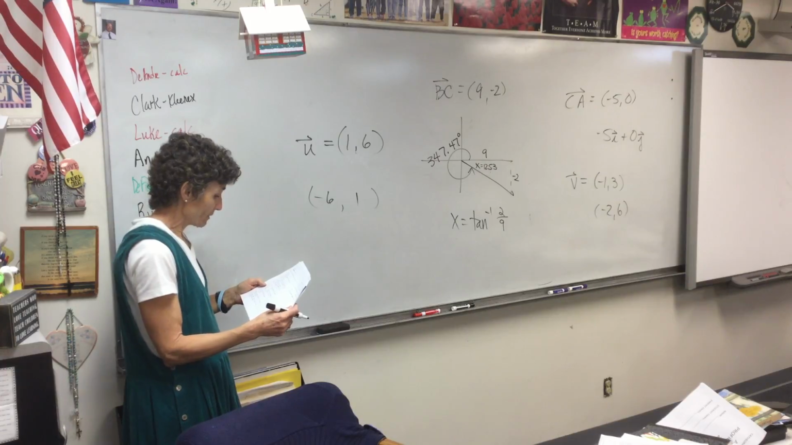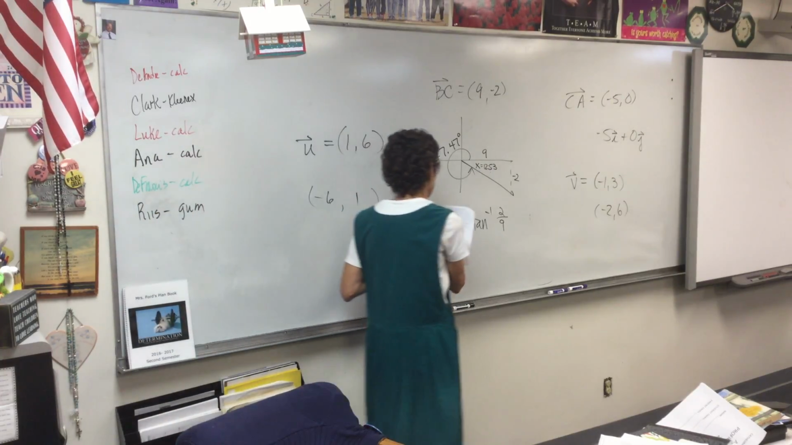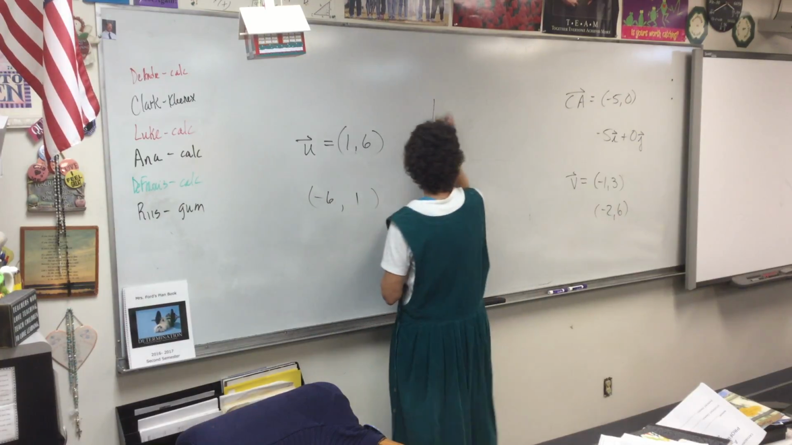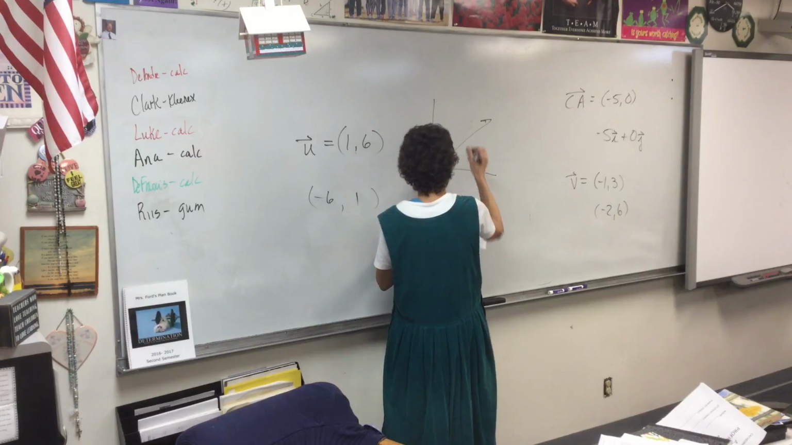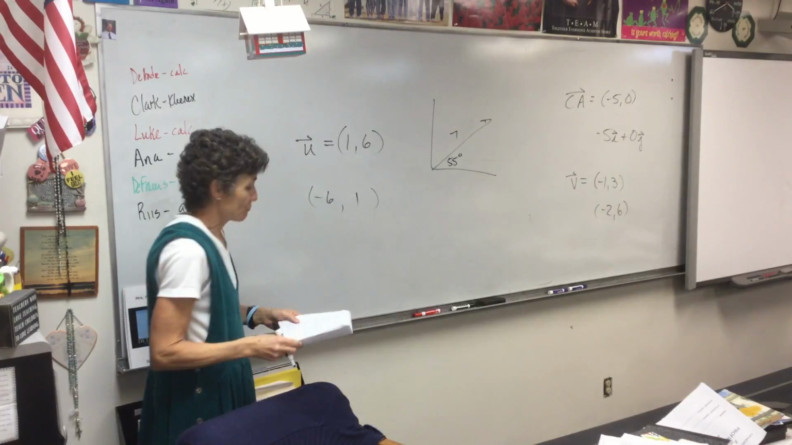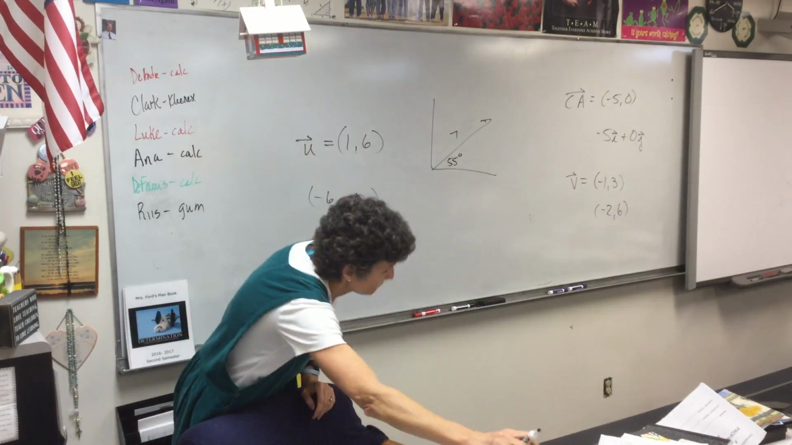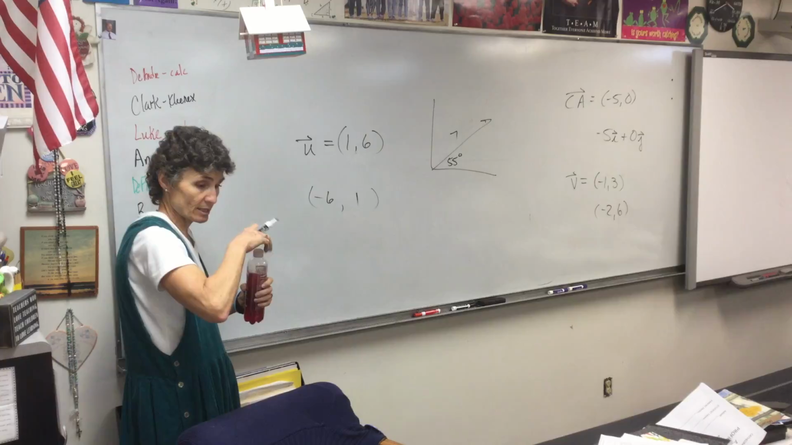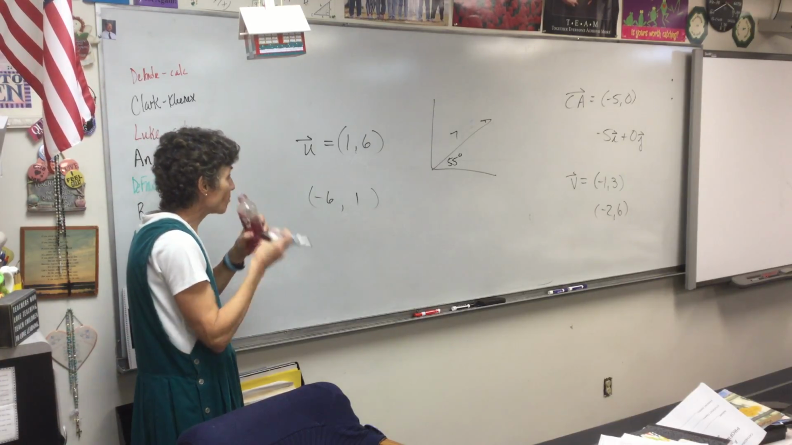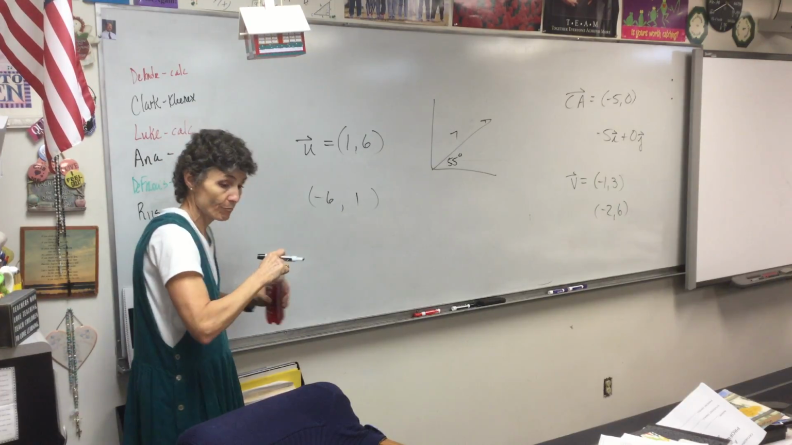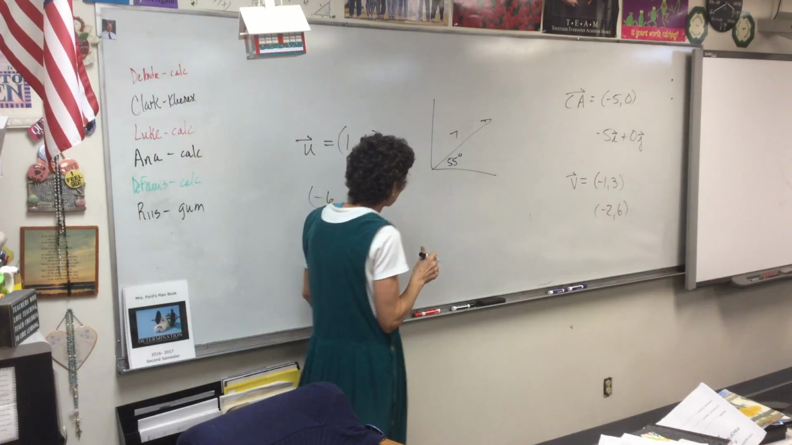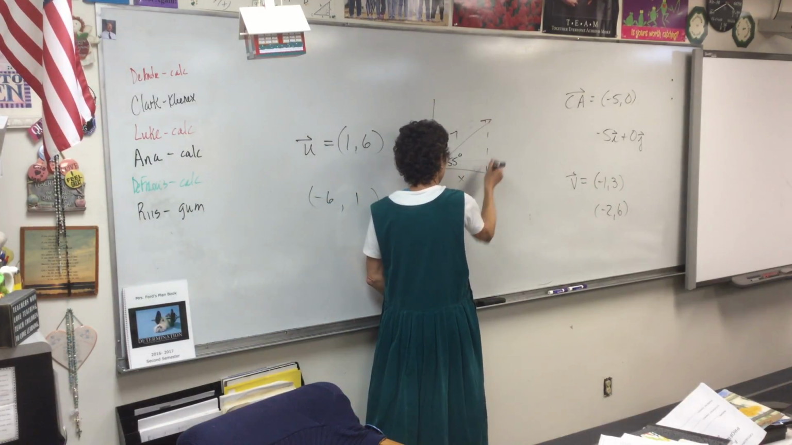Alright, so that was 12. 13, find the components. All these problems look so familiar. Find the components of the vector. And the vector has a magnitude of 7 and a direction angle of 55. Alright, how do we do this? What do we do? What am I looking for? x and y.